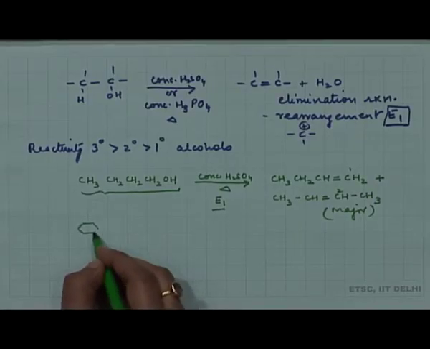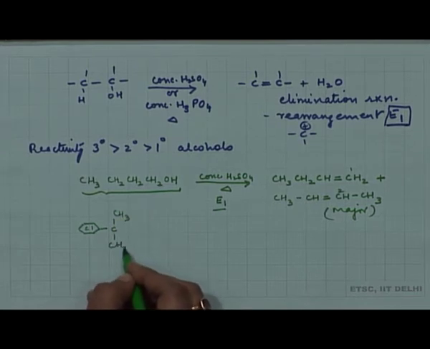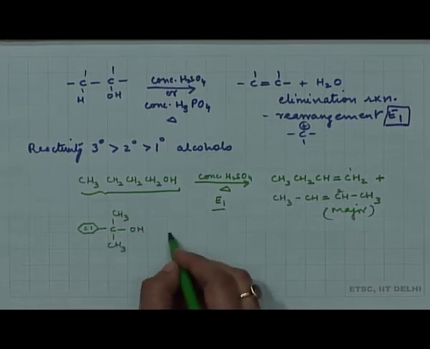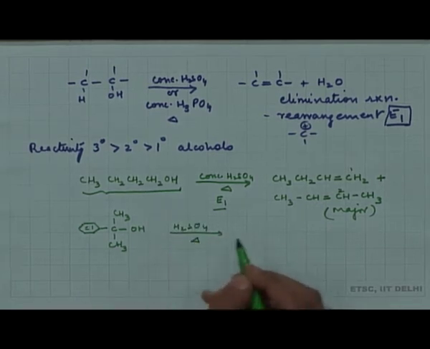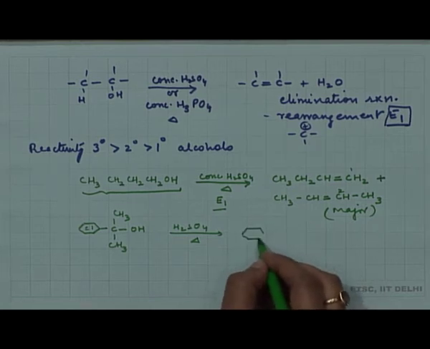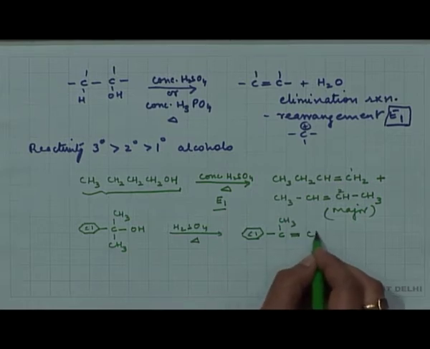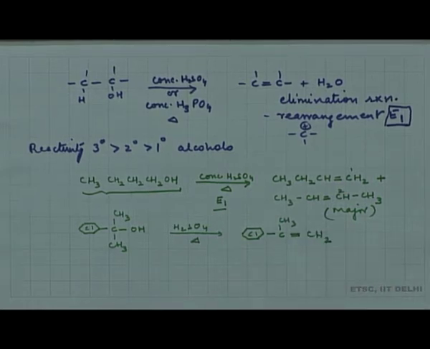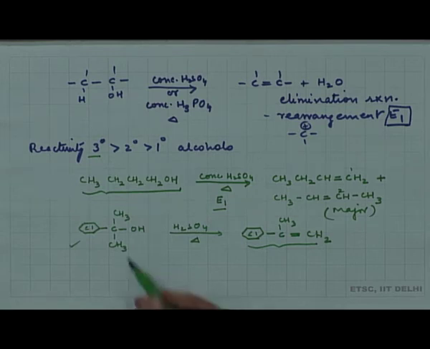If you start with a tertiary alcohol, you treat with sulfuric acid and heat it. In this case, you will get this as your only product. So, this is the difference in the reactivity, 3 degree being the most reactive as compared to 2 degree and 1 degree. The other method of dehydration we said is catalytic.